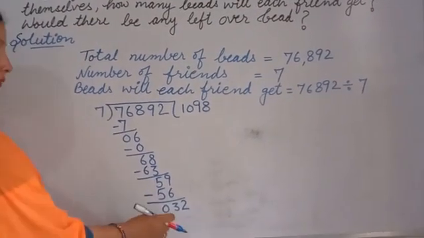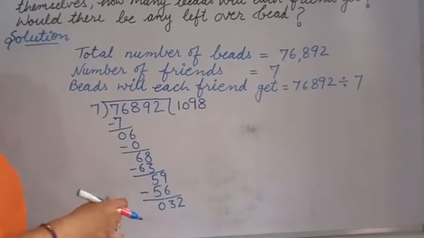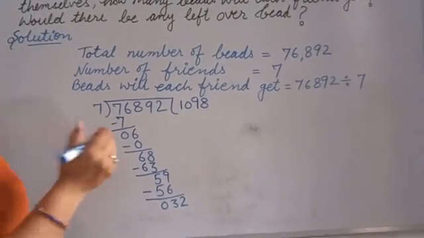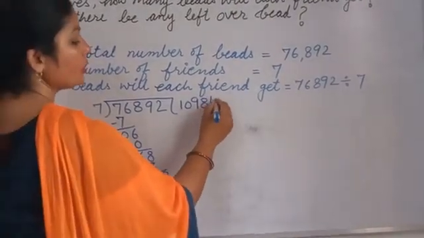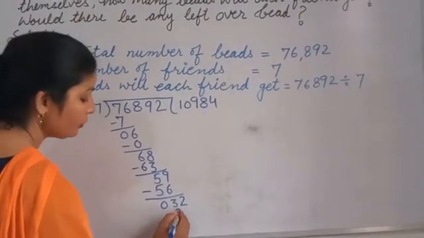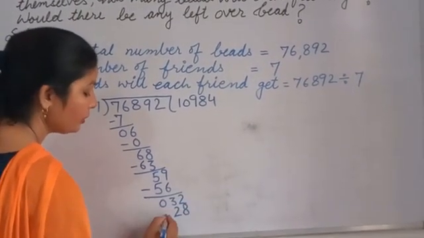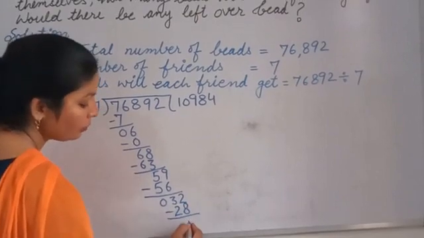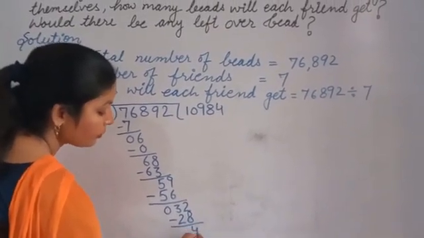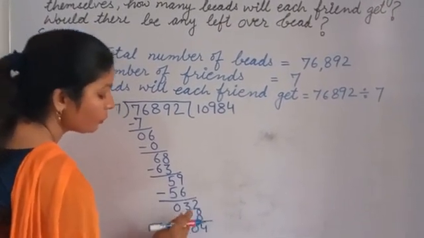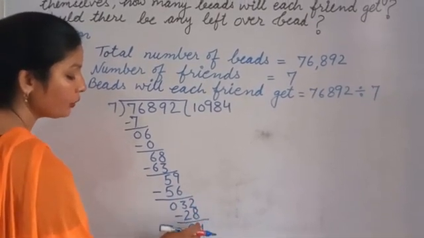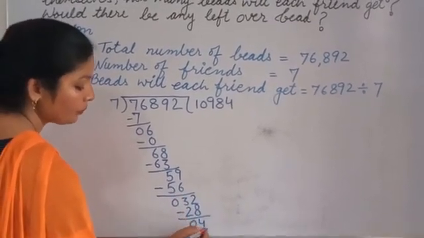Now 7 fours are 28. 7 fives are 35. 35 is greater than 32. So we will take on the 4 number. So here 4. 7 fours are 28. Now 32 minus 28, 4. And there is 0. You can do it like this: 12 minus 8, 4. And 2 minus 2, 0.